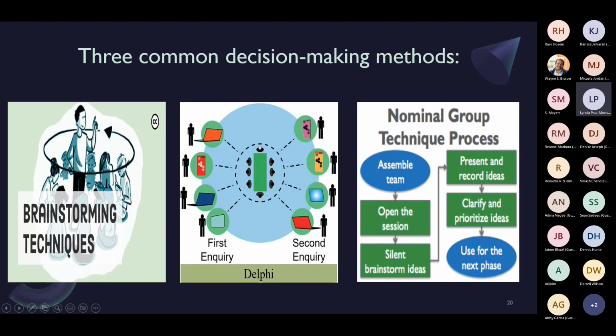And three of the more common group decision making methods are the brainstorming method, the nominal group technique, and the Delphi technique. And let's look at these methods in a bit more detail. Okay, so the brainstorming involves group members verbally suggesting ideas or an alternative course of action.